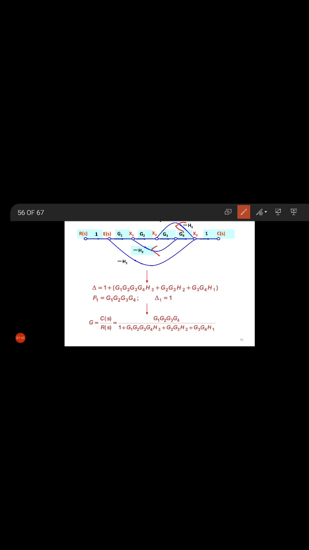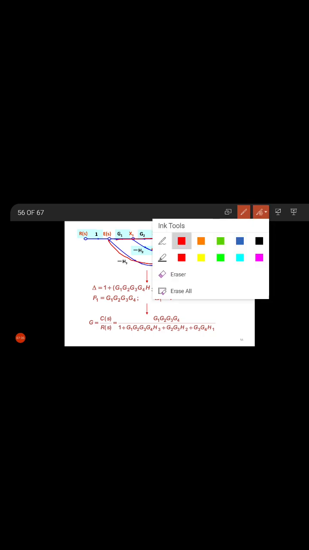Second loop is G3, G4 minus H1, and third loop is this. This is our third loop, means G1, G2, G3, G4 minus H3. Okay, so see here, first forward path is this. So this forward path touching all the loops, that's why del 1 equal to 1. Okay, so you put this P1 del 1 divided by del value in transfer function, that is Mason's gain formula.